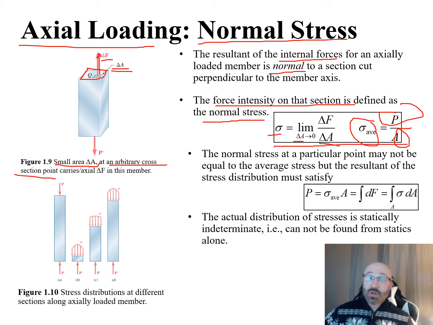Now, something else to note here is that the normal stress at some particular point may not always be equal to the average stress, but the resultant of the stress distribution must satisfy the following relationship. So our load, our P, is equal to our average stress times our area, which is equal to the integral of dF, which is equal to the integral of sigma dA.